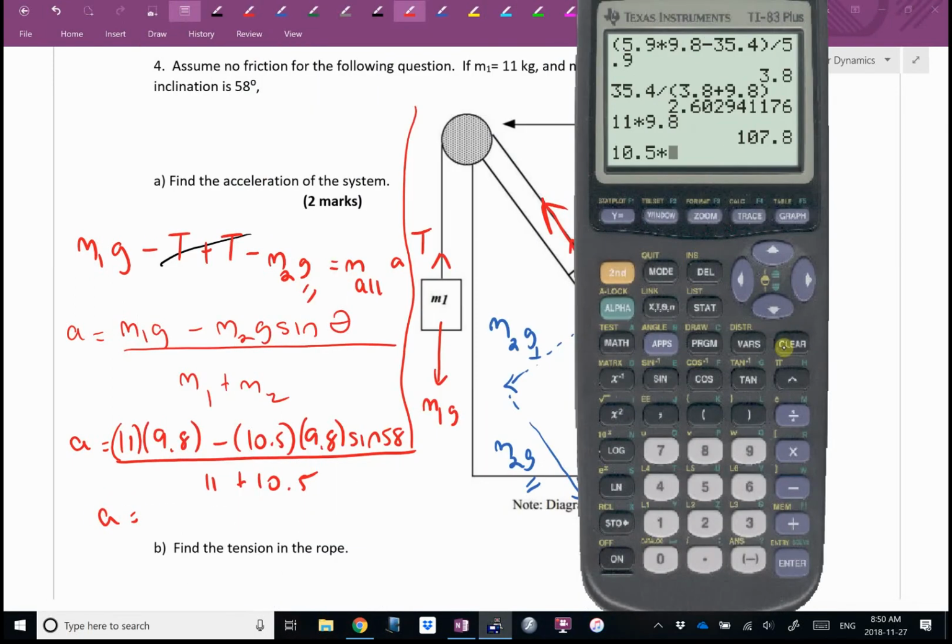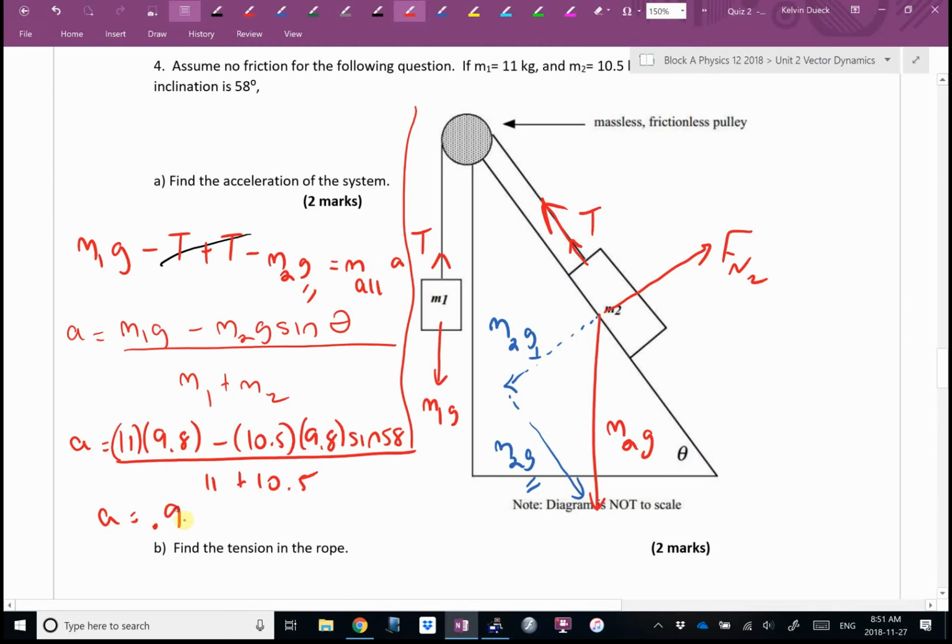A equals bracket 11 times 9.8 minus 10.5 times 9.8 sine 58. Now, if I have guessed wrong with my winner, I'll know if I get a negative acceleration. Oh, I got a positive acceleration. Did you get an acceleration of 0.955? Or am I wrong? Yeah, 0.955 meters per second squared.